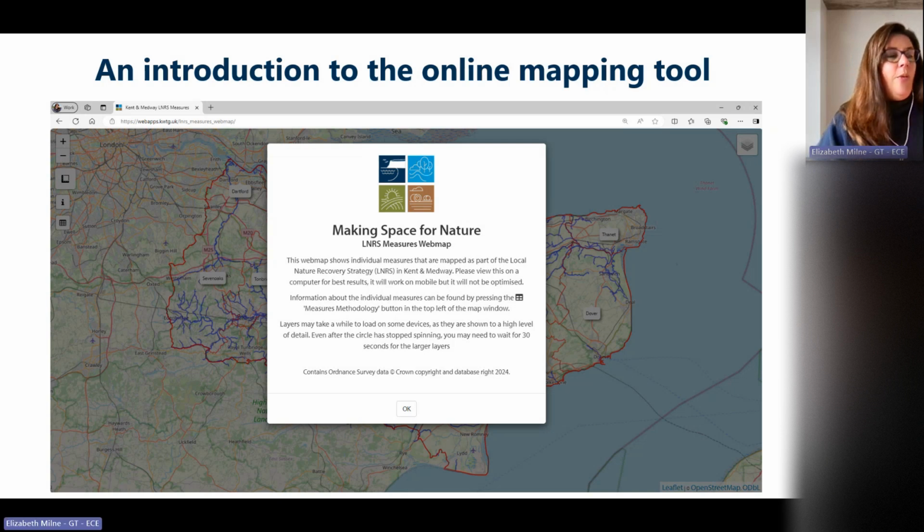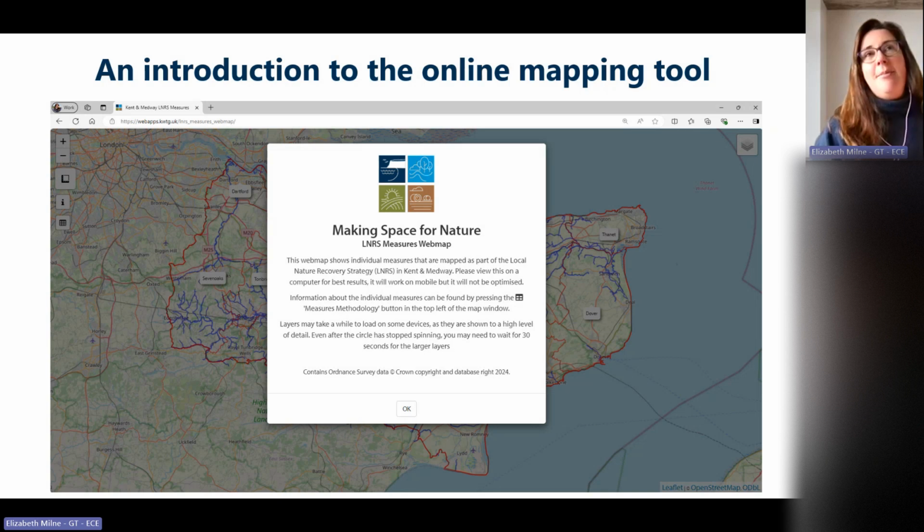So we've produced this online mapping tool to host the maps. The tool you'll see as part of the consultation is a tool that's been created for the purposes of the consultation. I keep saying it's a simple tool, but I'm pretty sure that Kent Wildlife Trust will absolutely refute that. They produced the maps. They've done a fabulous job at producing all the maps and also producing this online tool.